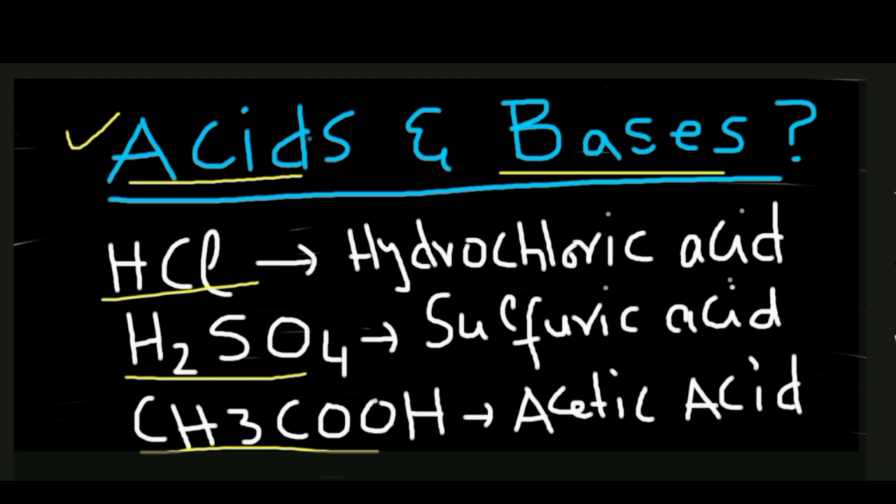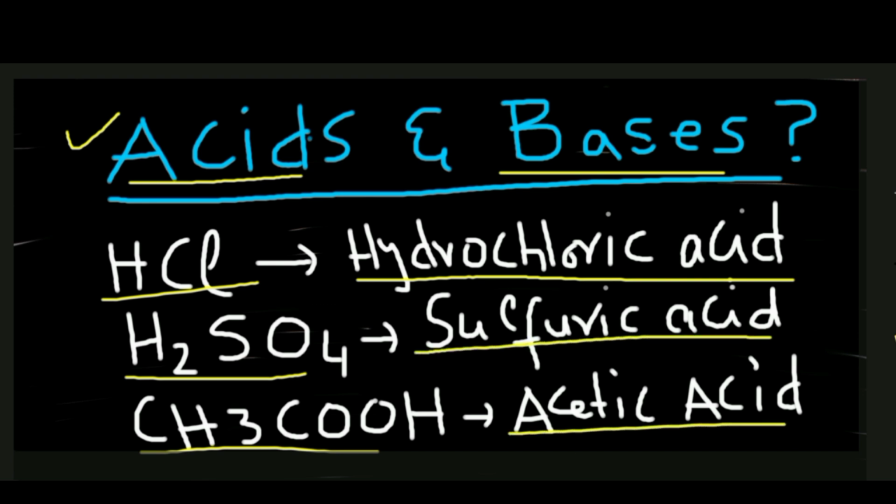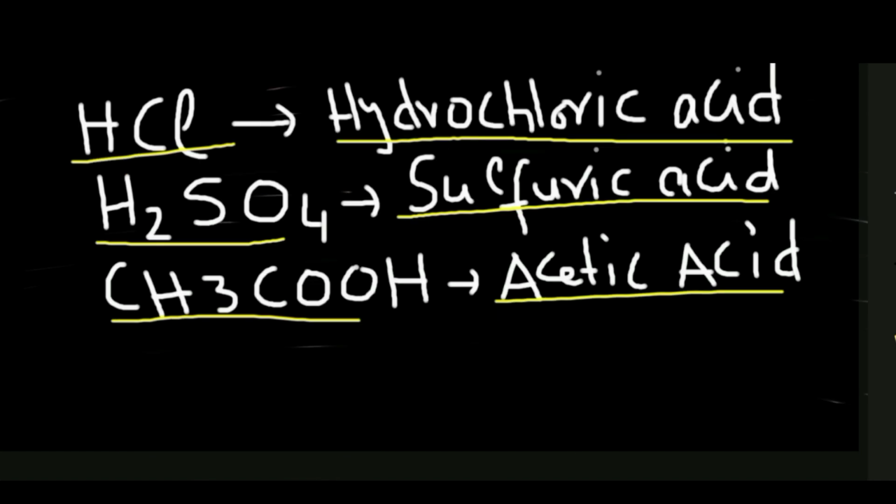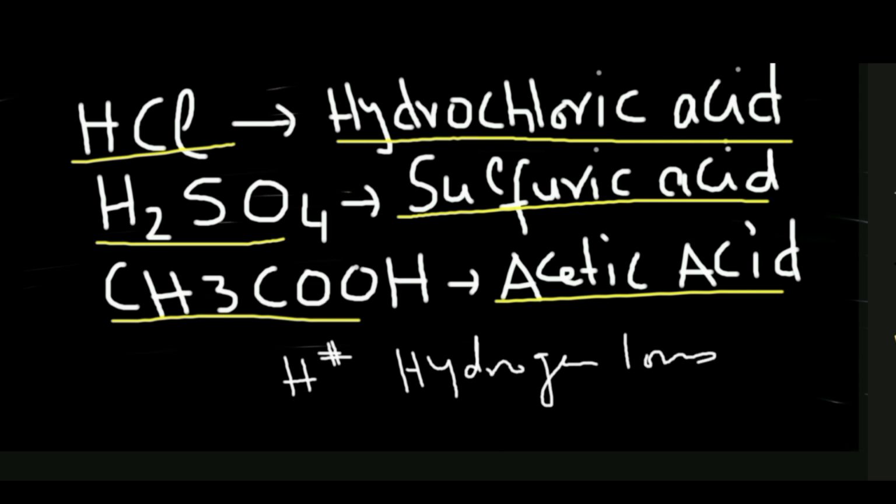These are examples of acids: hydrochloric acid, sulfuric acid, and acetic acid. Now, by definition, substances that release hydrogen ions in aqueous solutions are called acids. This is the proton, you can say hydrogen ions. So the substances which release hydrogen ions when dissolved in water are called acids.